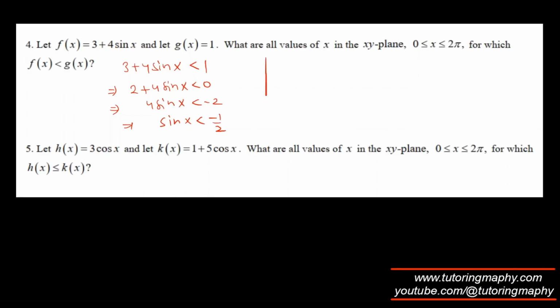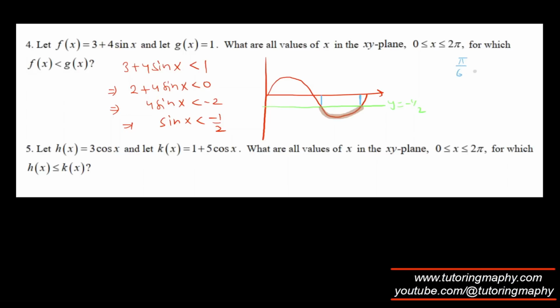over 2. Once again, I'm going to make the graph of sine, which is something like this. Negative 1 over 2 is somewhere over here. And they want the red one to be less than the green one, right? So they are interested in this answer, of course. Okay. I need to find this value of angle. So when is it negative 1 over 2? It is 1 over 2 when it is pi over 6.